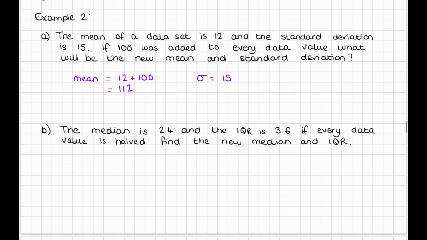At B, the median is 2.4 and the interquartile range is 3.6. If every data value is halved, find the new median and interquartile range. So with the median, if every data value is halved, that means the median will also be halved. So it'd be 2.4 times by 0.5 or divide by 2, whichever way you want to do it. And so our new median would become 1.2. And our interquartile range would also be halved, because the spread of the data is going to decrease by a half. 3.6 times 0.5 or divide by 2, which gives us 1.8.